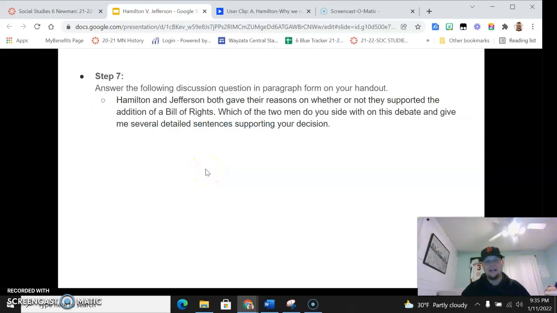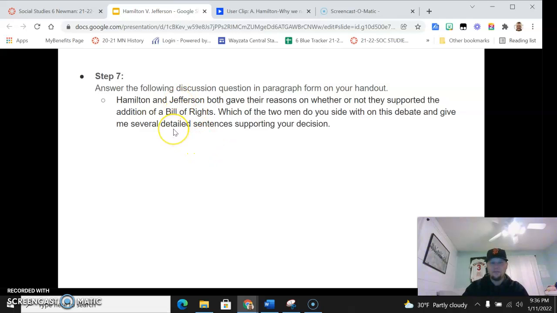Step 7 is not a video, but what you're going to do is think about Hamilton and Jefferson. What are the arguments and reasonings they gave for whether to support the addition of the Bill of Rights or not? And which of these two men do you side with? Do you think there should be a Bill of Rights? Do you think there shouldn't be a Bill of Rights? Then use the writing frame on your answer sheet to help you answer that question.